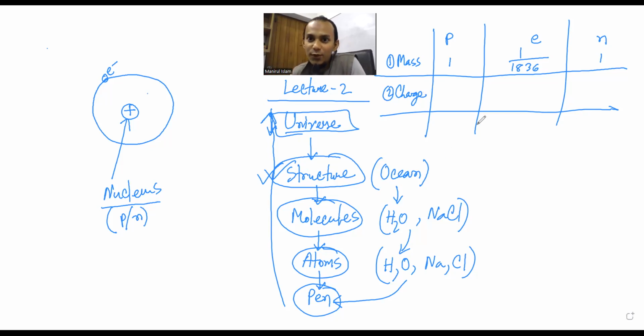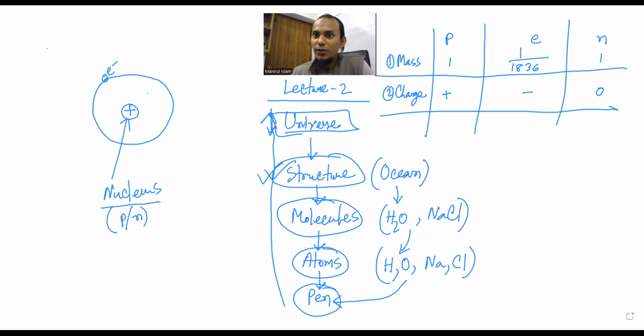Okay, charge is very easy. Proton is positively charged, electron is negatively charged, neutron doesn't have any charge. That's why it's neutral. Neutrons are neutral, to balance. Everything is balanced in the universe, right?